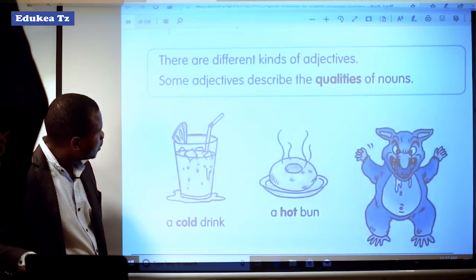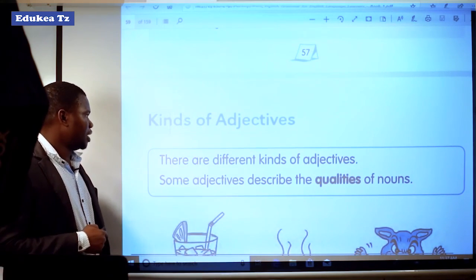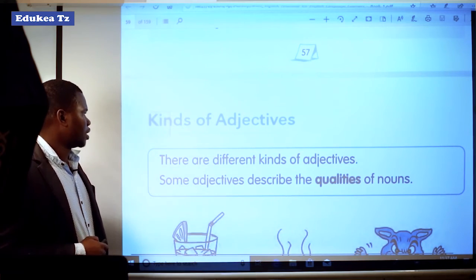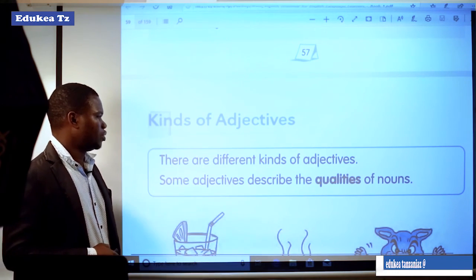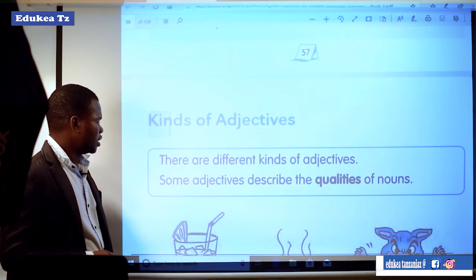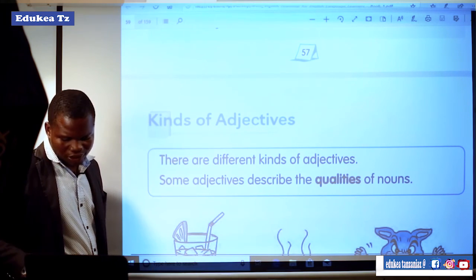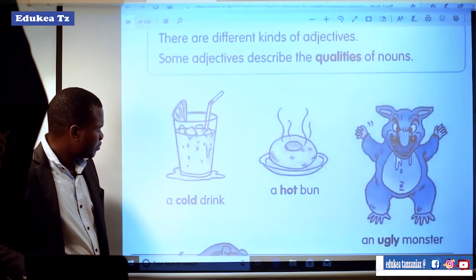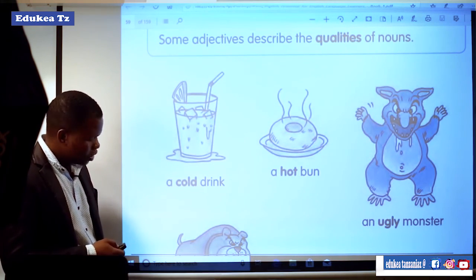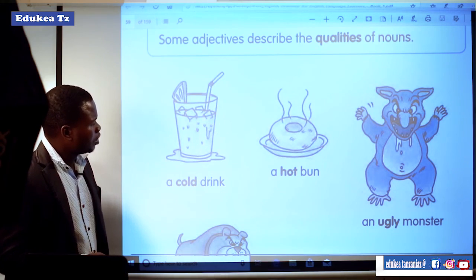So then after, we proceed with the kinds of adjectives, or types of adjectives. There are different kinds of adjectives. Some adjectives describe the qualities of nouns, that is to say, adjectives of quality. For example, a cold drink. So it shows the quality of that drink. It is cold. A hot bun.